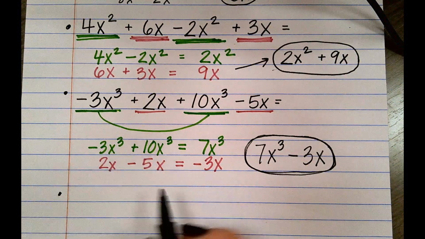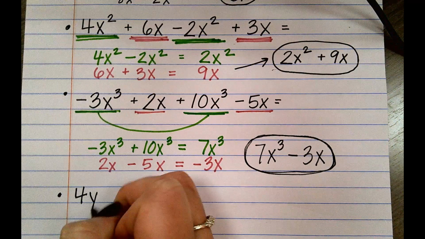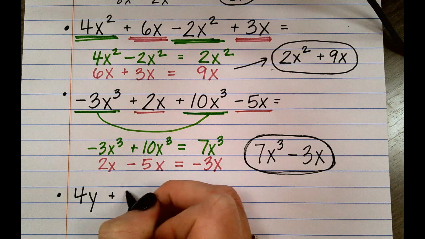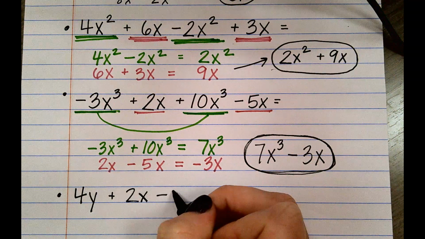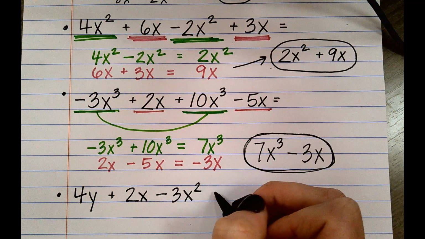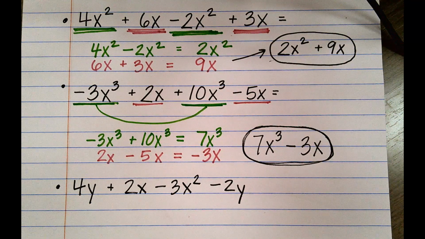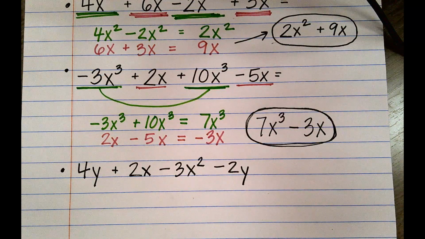One more. What if I had something like this? 4y plus 2x minus 3x squared, minus 2y. I'm giving you something crazy. With a problem like this, what would we do first? Your like terms. Okay, so if we start with 4y, Kelsey, can you tell me what I would do next?